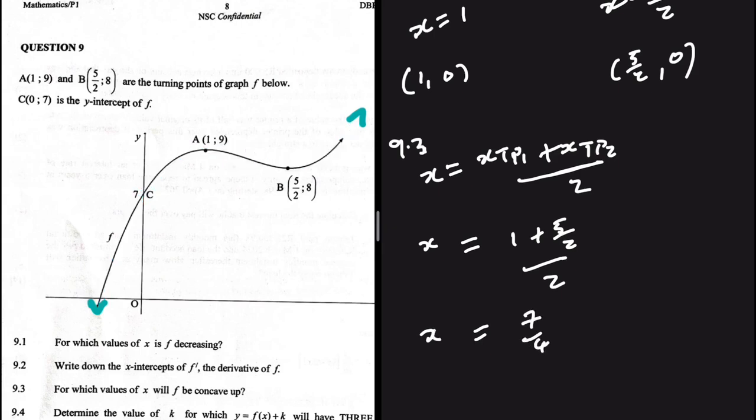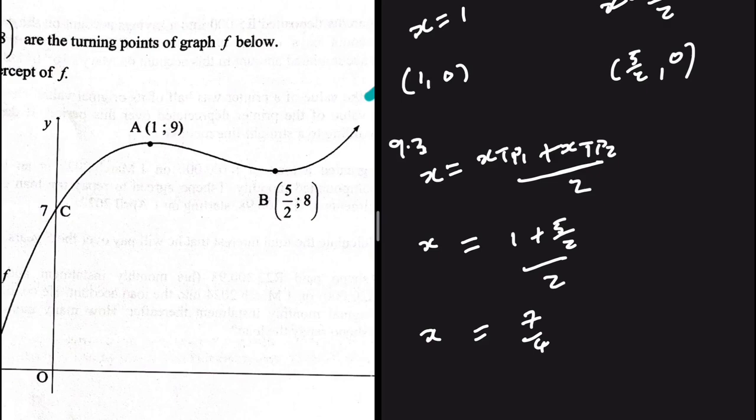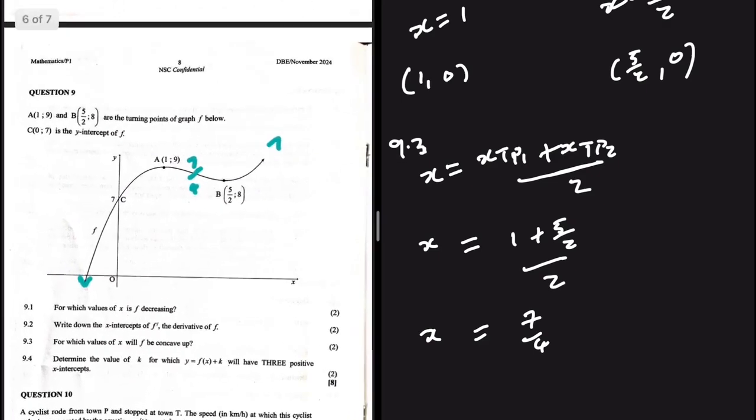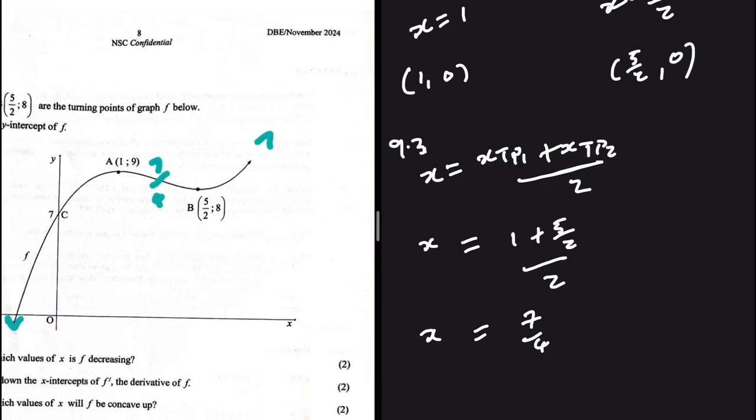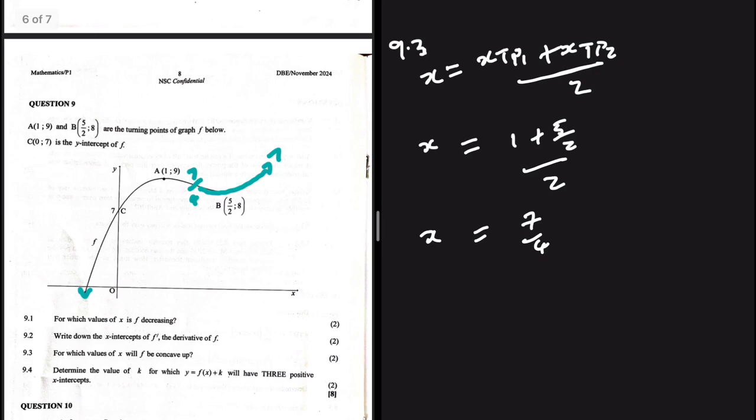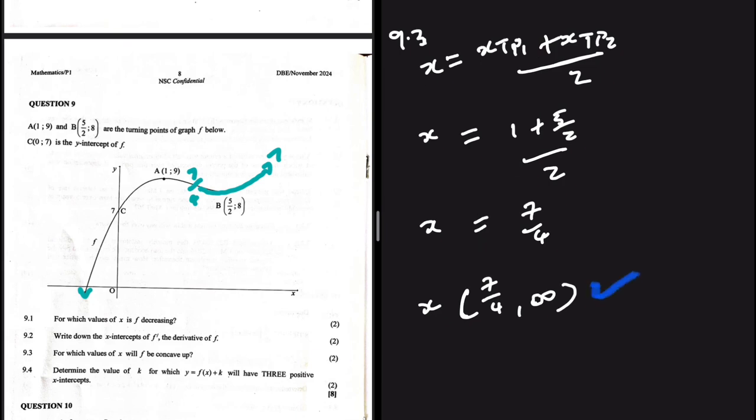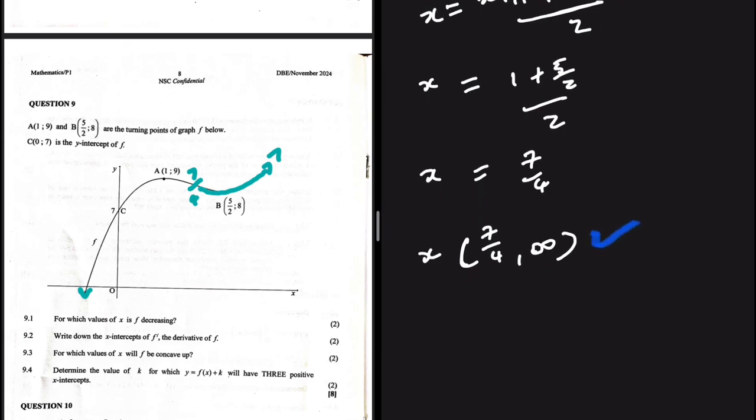So this point that we're interested in between A and B, it is 7/4. So we're looking for the values of x for which it is concave up. So from 7/4 up until infinity, it is concave up. So what are we saying? We're saying that x can run from 7/4 up until infinity. That is 9.3, right? And then it is concave down from 7/4 down to negative infinity.